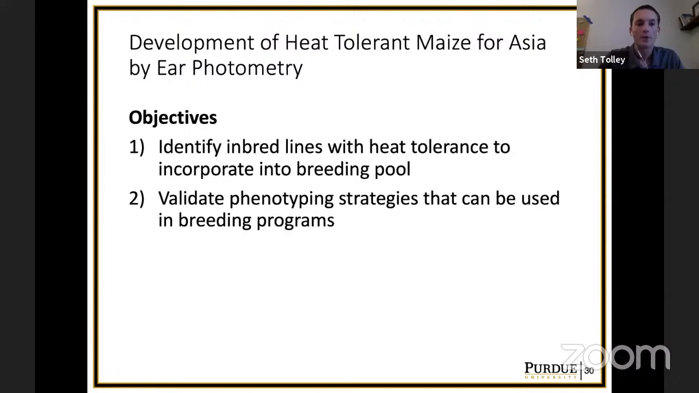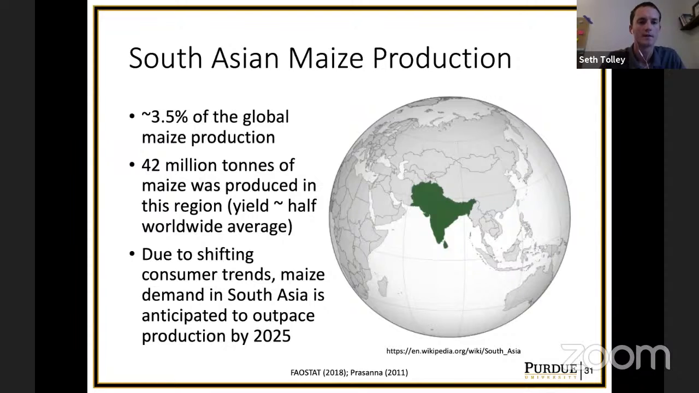So finally, what we're going to talk about is the use of ear photometry for the development of heat-tolerant maize for Asia. So the objective of this work is to identify inbred lines that have enhanced heat tolerance that we could incorporate into breeding pools. And then number 2, we want to validate phenotyping strategies that can be further used. And thanks to COVID, we don't have data from this yet.